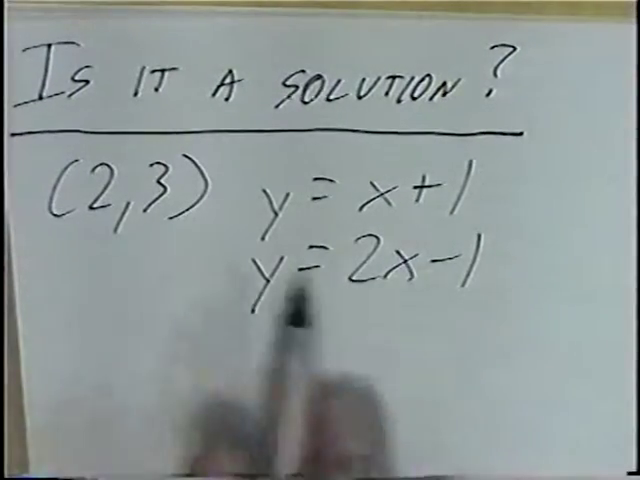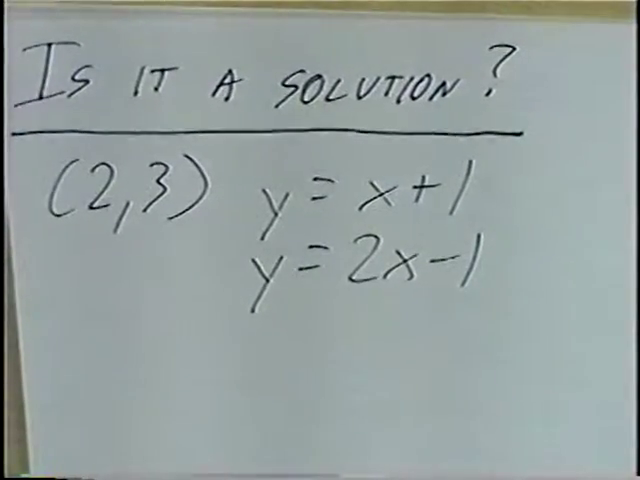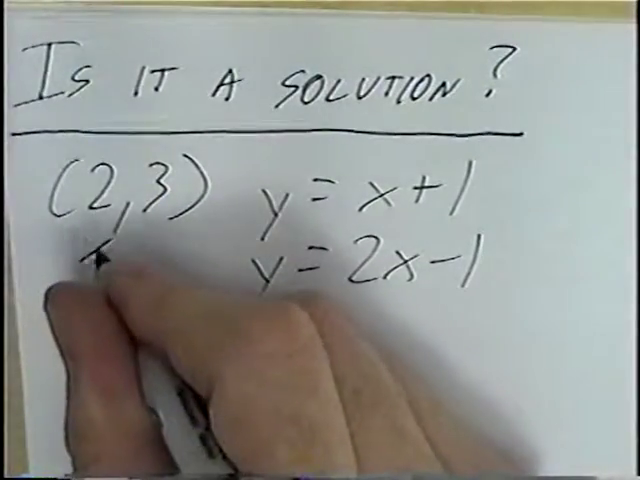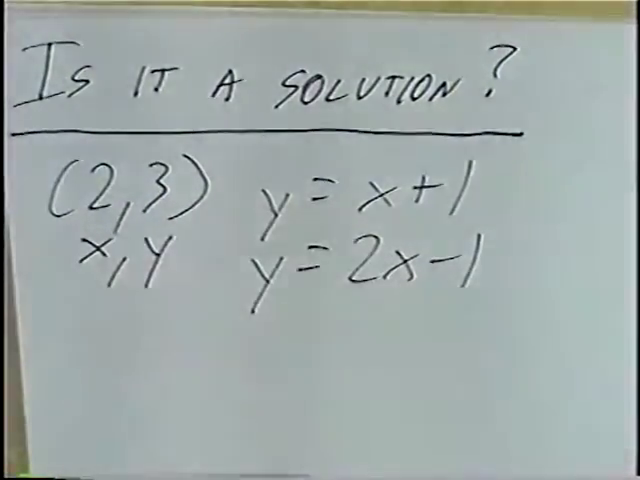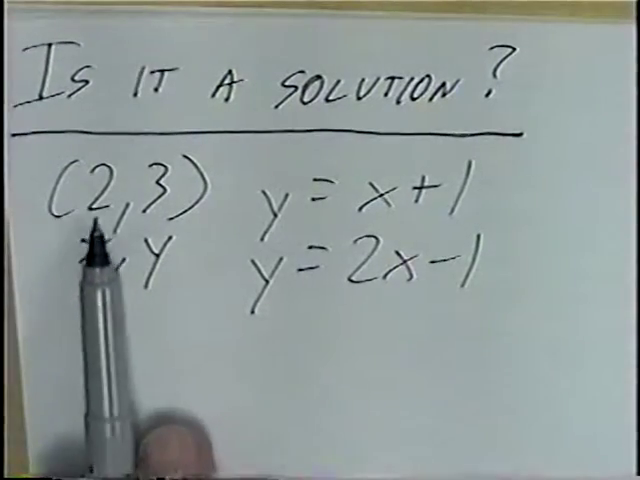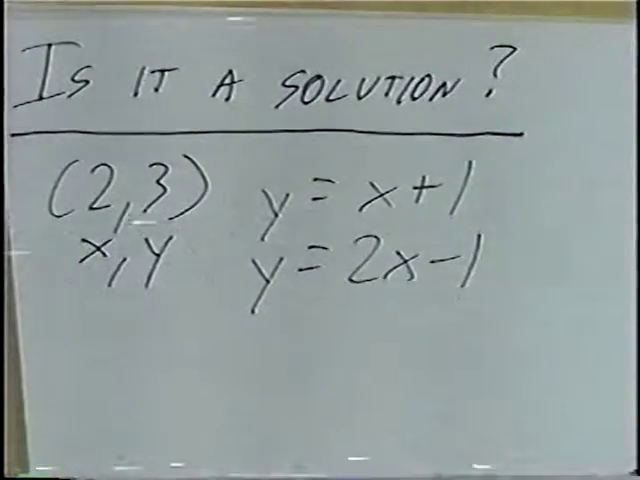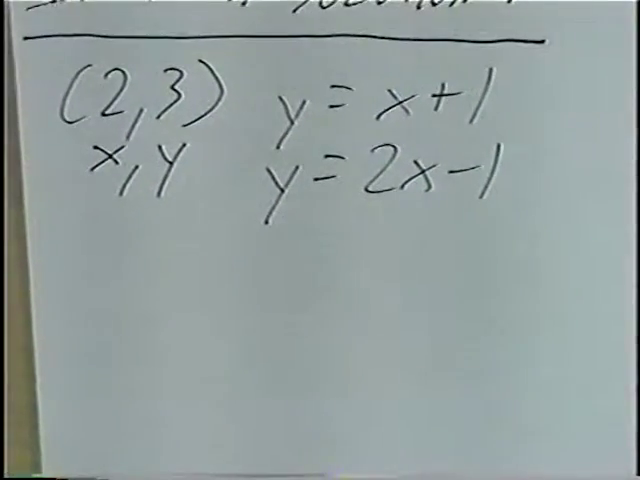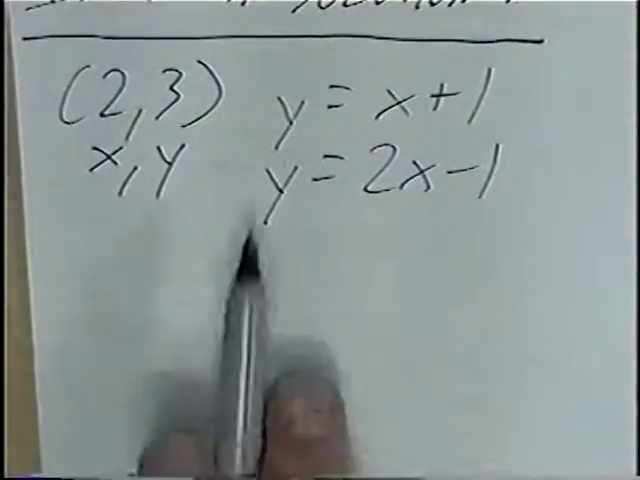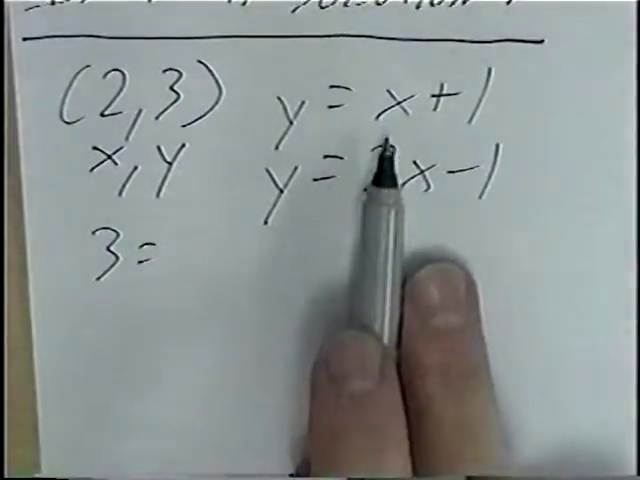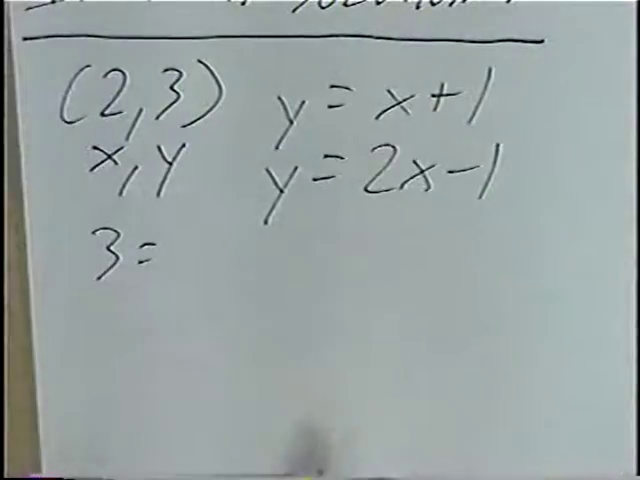Again, we'll take this point, plug it in, see if it works for both equations. If you remember, all points are x comma y. First number is x, second number is y. So we'll take a 2, plug it in for each x, and a 3, plug it in for each y. The first equation, y equals x plus 1. In place of y, we can put 3 equals x plus 1. Instead of x, we can put 2, which would be 2 plus 1.